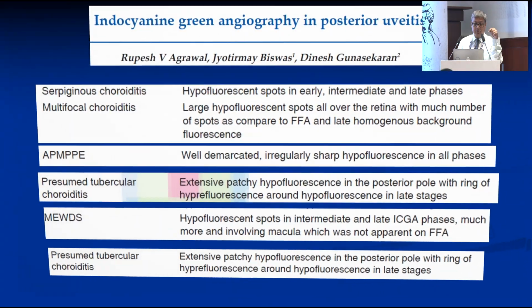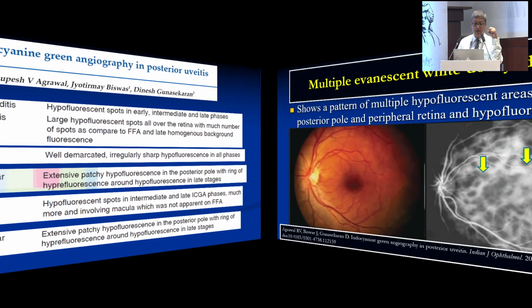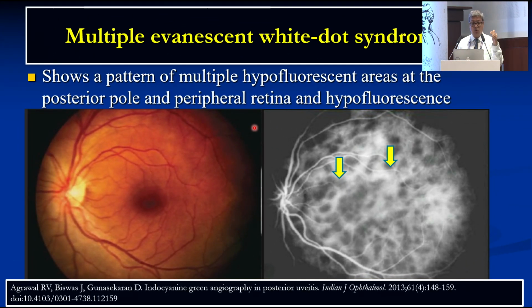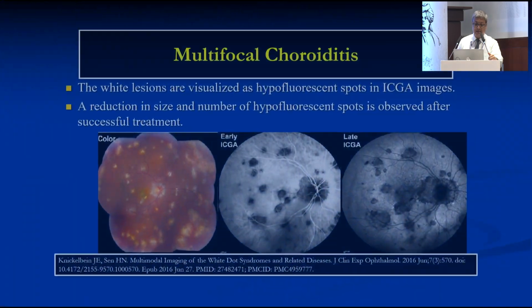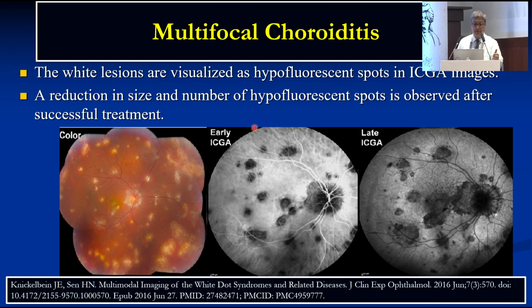Choroidal inflammation also has a great role to play. Mostly in choroidal inflammatory diseases, it shows the extensiveness of the disease, which can often be missed by clinical examination and FFA. The more extensive the disease, the poorer the prognosis. Even with steroid therapy, the multiple hypofluorescent spots seen in ICG reduce with time.